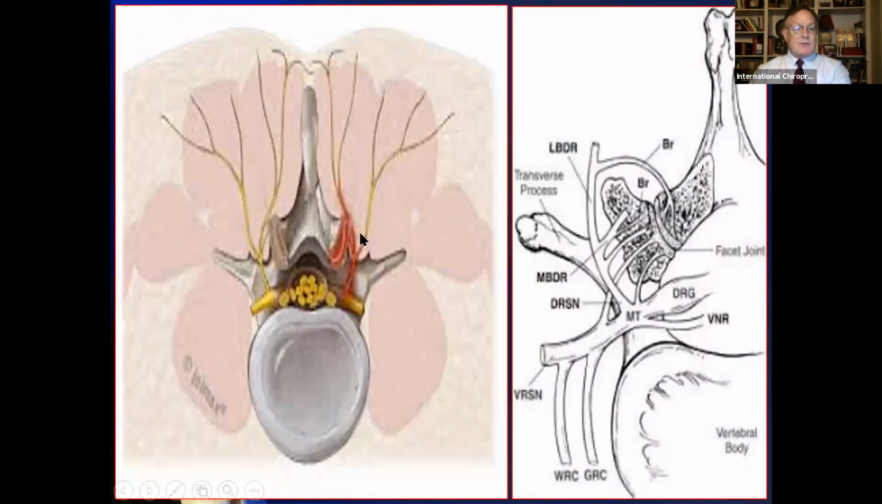Again, this just tells you what's going on in a facet joint and how hot that is. And here's the dorsal root ganglion, and the medial branch is here. So you see all this innervation. So we like to just bathe this with glucose, not steroids, and don't melt it.